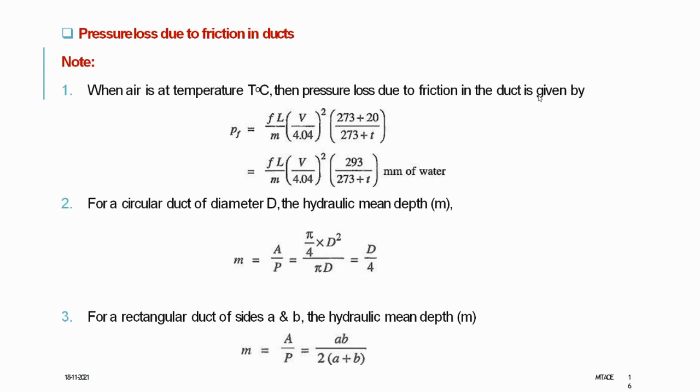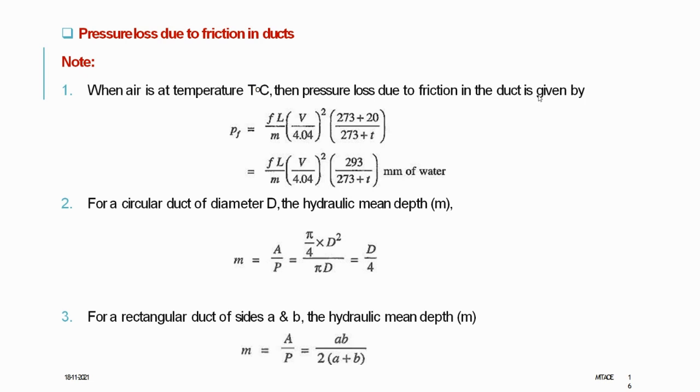For a circular duct with diameter D, the hydraulic mean depth m, given by A upon P, we get as D by 4. For the rectangular duct, we have sides a and b. So we get area equal to a into b and perimeter as 2 into (a plus b). Now we get the formula as ab upon 2 into (a plus b). For the circular duct, m is equal to d upon 4, and for the rectangular duct ab upon 2 into (a plus b). In this way we can calculate the friction loss and dynamic friction loss.